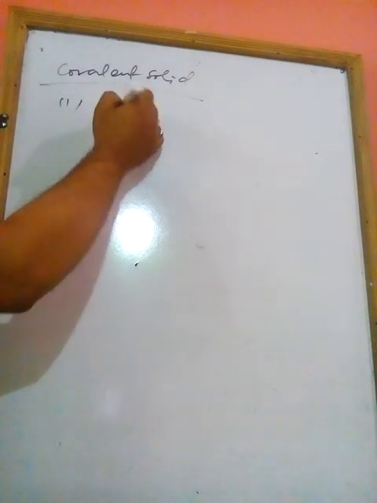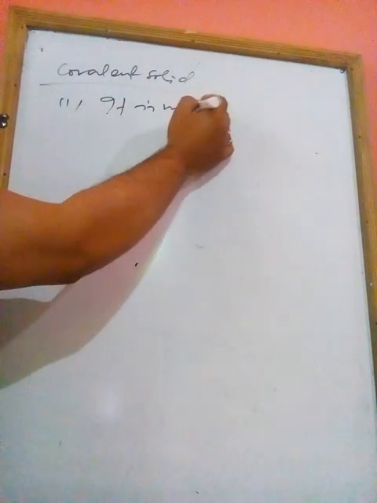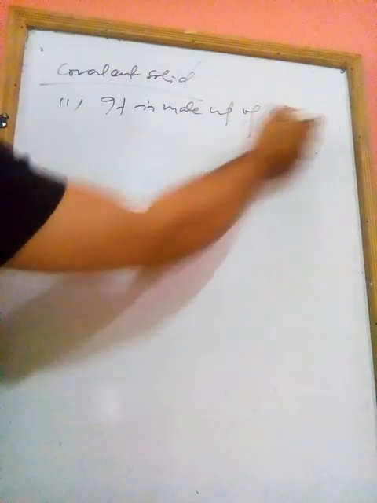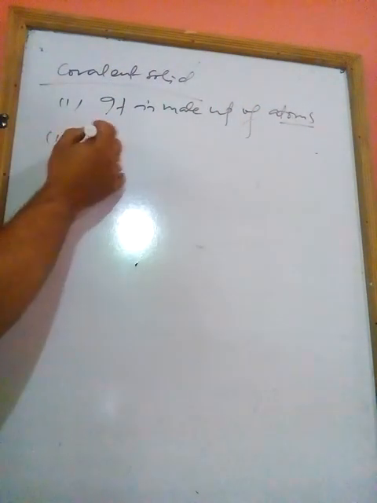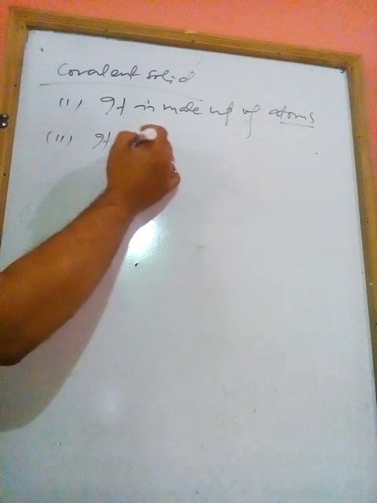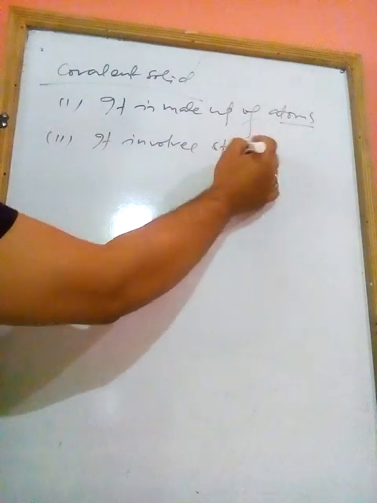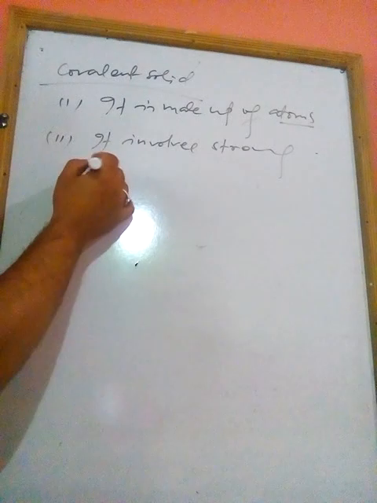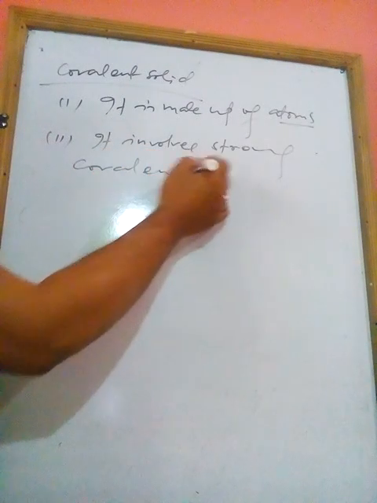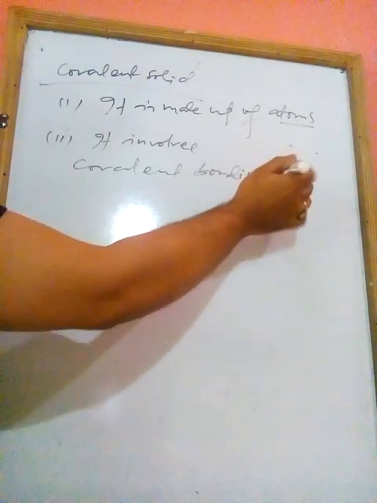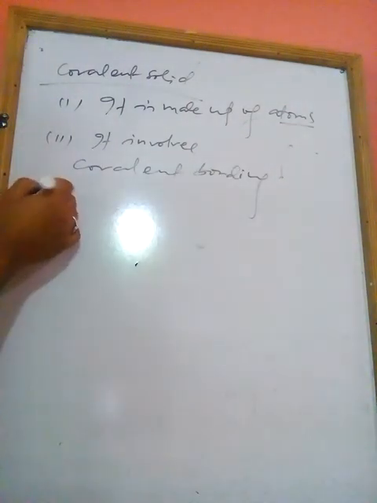Covalent solid is made up of atoms. It involves strong covalent bonding.